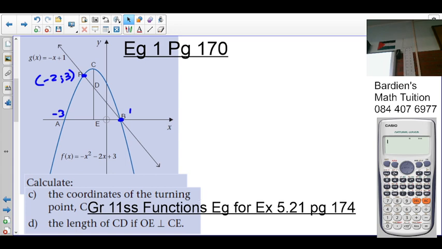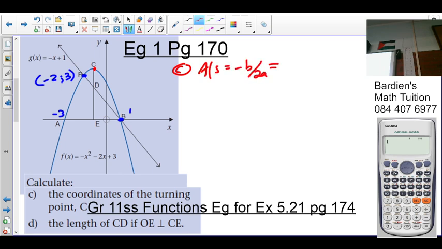Question C asks: calculate the coordinates of the turning point C. People, how do you calculate the coordinates of the turning point? Using the axis of symmetry formula, which is minus b over 2a.